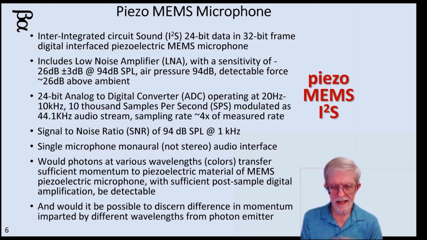And I was thinking that if the photons impacting the piezoelectric chip in the microphone were of different wavelengths, different colors, with a difference in force based upon the difference in wavelength, would it allow me to measure a difference? Would it be detectable at all? And if so, could I discern basically what color I'm sending to it based upon the wavelength of the photons?